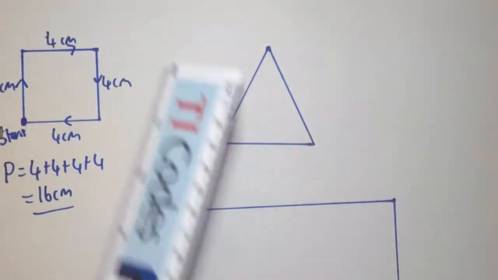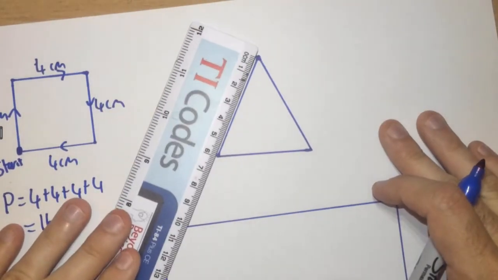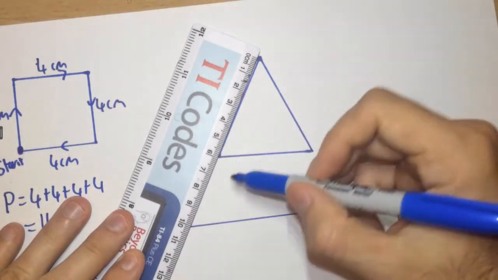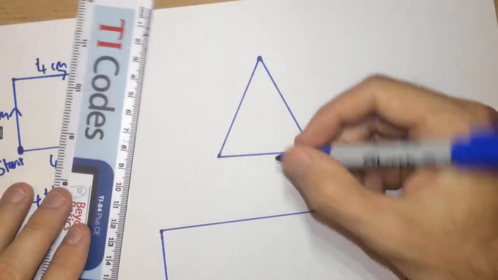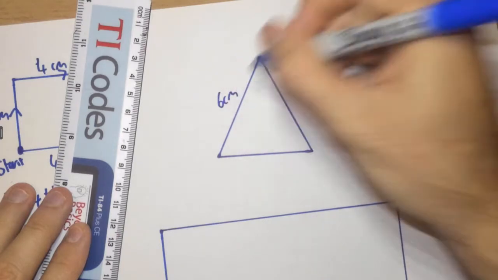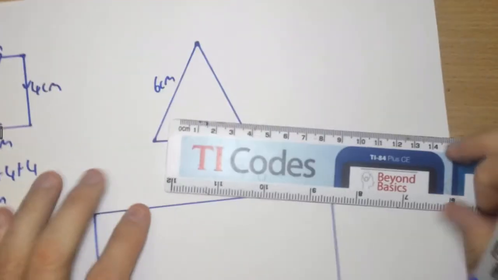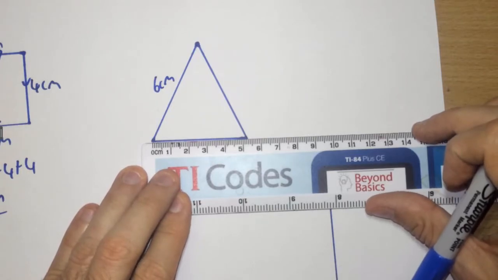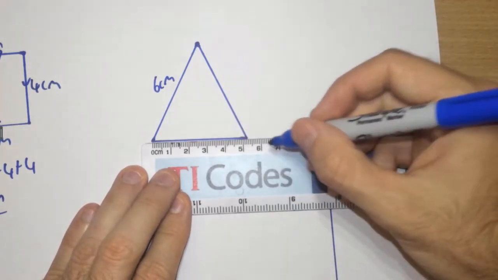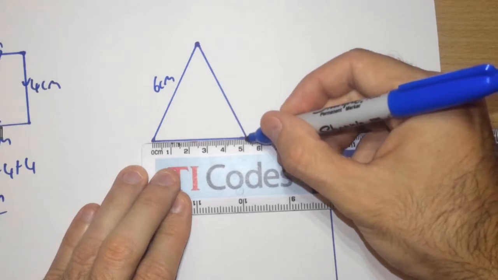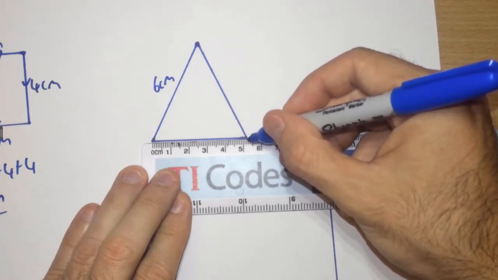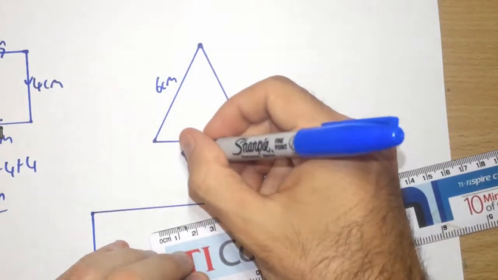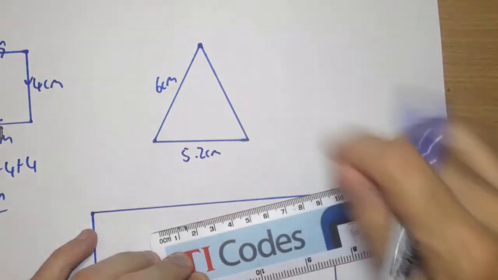All right, let's have a look at the triangle. So what's the length of this side here? It looks like it goes up to 6, so that'll be 6 centimeters. Let's measure the bottom now. The bottom, if we look carefully, goes up to 5.1, 5.2. So it's around 5.2 centimeters. So we'll put 5.2 centimeters there.